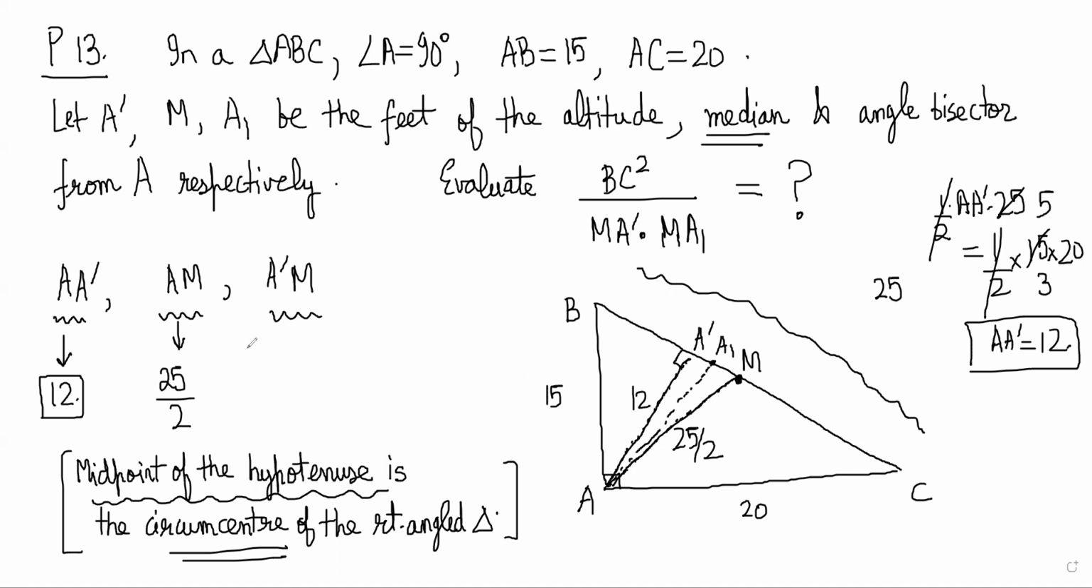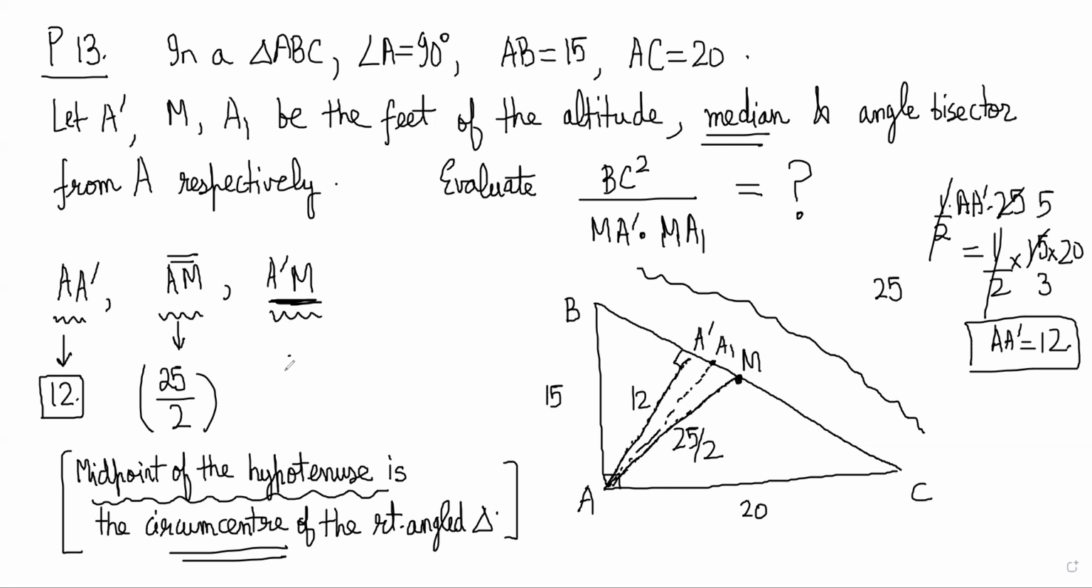If somebody doesn't understand, please tell me. Otherwise, I will not be able to help you. So far I have gotten A dash, I have gotten AM, and by Pythagoras theorem, now you can find A dash M. Think about it. By Pythagoras theorem, I can find A dash M.